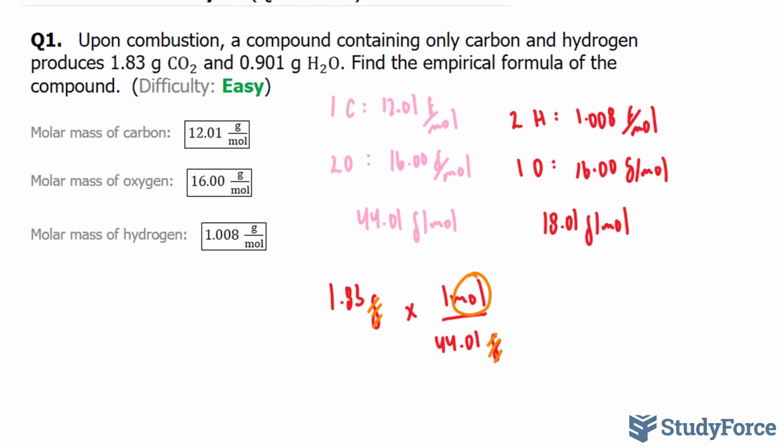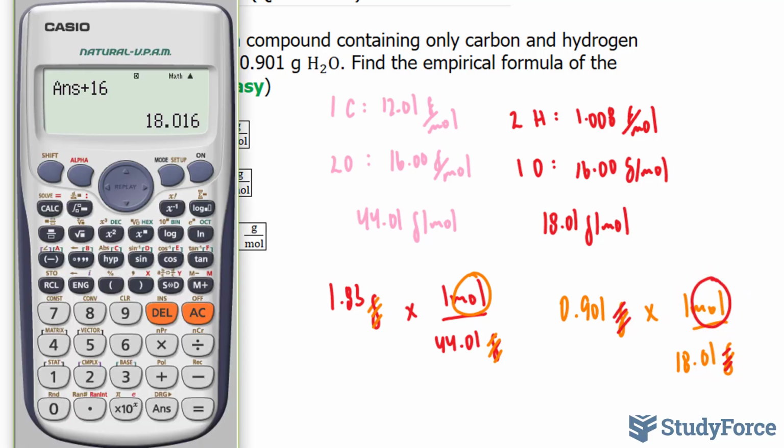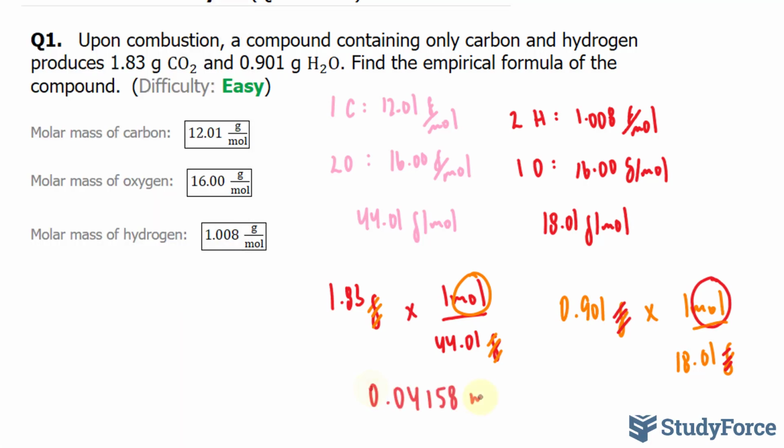The same thing will be done with water. I'll take 0.901 grams and multiply it by the flipped version of that. 0.901 grams times 1 mole at the top and 18.01 grams at the bottom. The grams unit cancel out, leaving me with the amount of moles. Using my calculator, 1.83 divided by 44.01, this gives me 0.04158 moles. And I'll put a dot underneath the last significant figure.